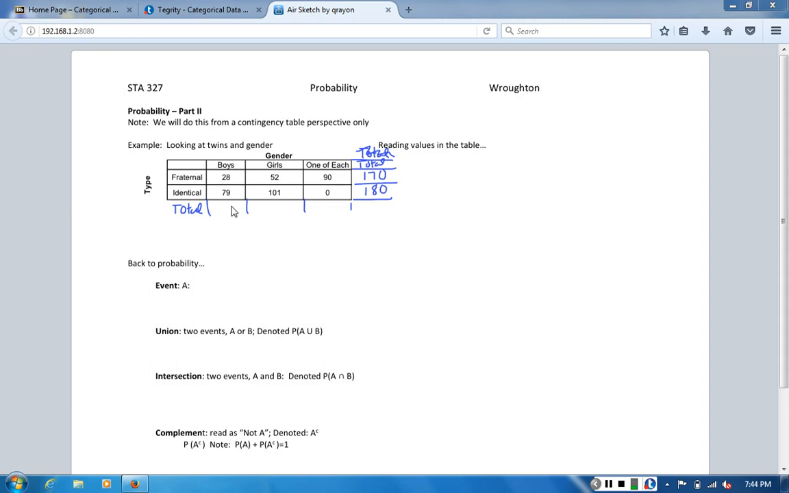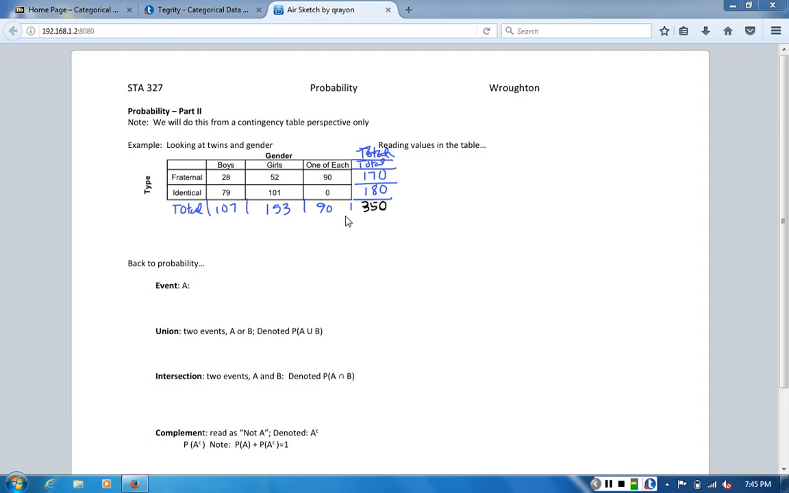This time I'll be adding my columns, so going down here. This will be 107, this will be 153, and this will be 90. And then I can find the overall total as well by either adding up all 6 numbers inside the contingency table, my 2 row totals, or my 3 column totals. I can get that 350.